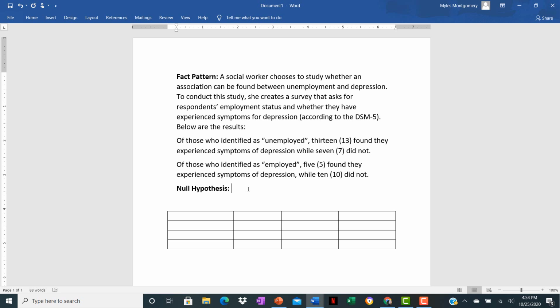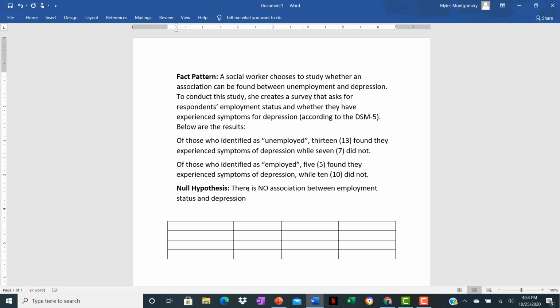The first 3 words of any null hypothesis are always the same. There is no. And in this particular case, we're looking at 2 variables. One is employment status. So we're going to say there is no association between employment status and depression. Notice that with the variable employment status, you can have 2 attributes, unemployed or employed, just as with the variable depression, you have 2 attributes, depressed or not depressed. And that helps us figure out how we're going to write the next part.